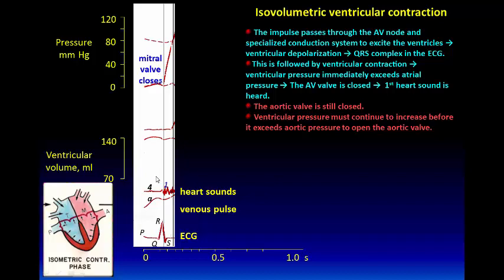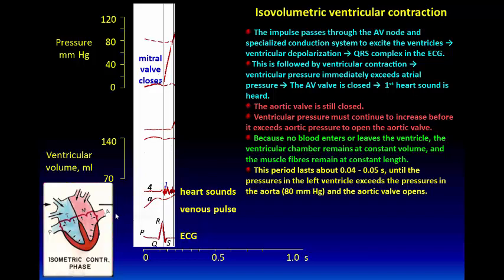The aortic valve is still closed, and the left ventricular pressure must continue to rise before it exceeds the aortic pressure in order to open the aortic valve. The left ventricle will not be able to open the aortic valve unless the left ventricular pressure exceeds the aortic pressure.